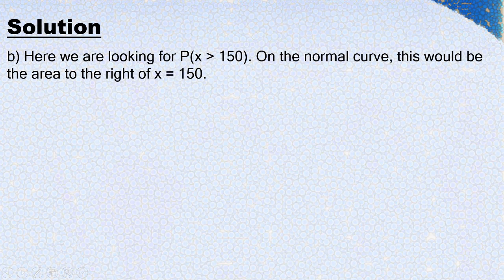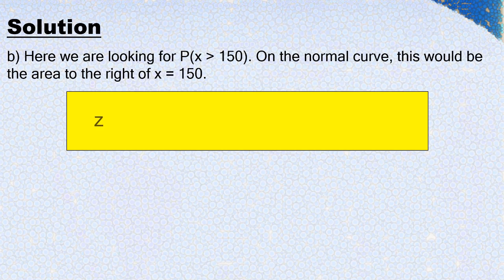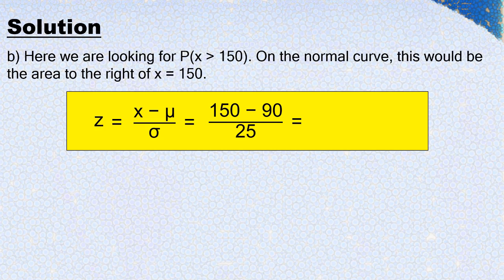Let's take a look at part B. Here we're looking for the probability that x is greater than 150. On the normal curve, this would be the area to the right of 150. So we're going to use our z-score formula again. Z equals x minus mu over sigma. That's going to be 150 minus 90 over 25, which is 60 over 25, which is 2.40.